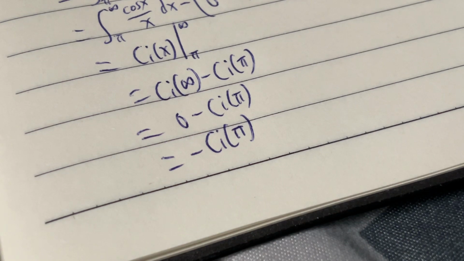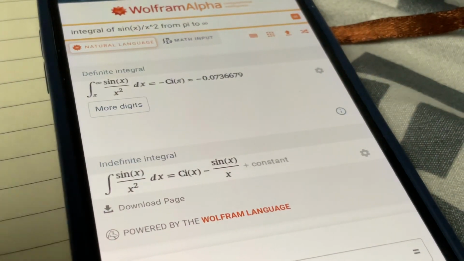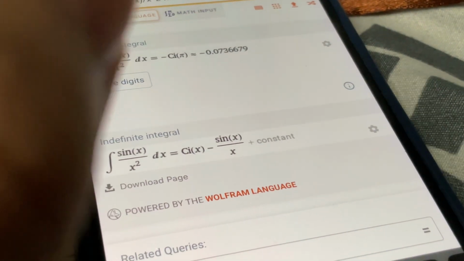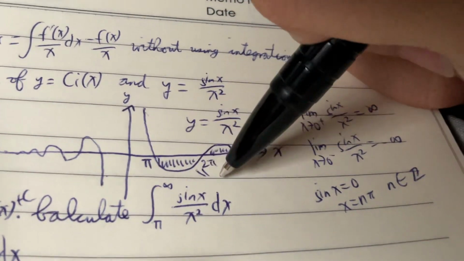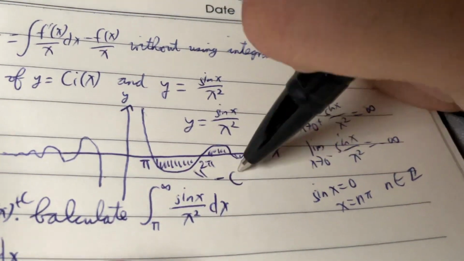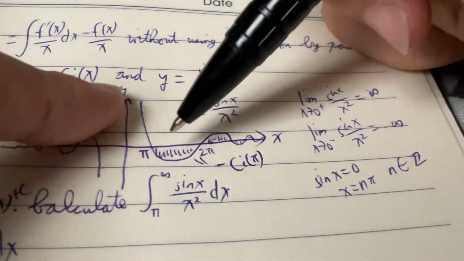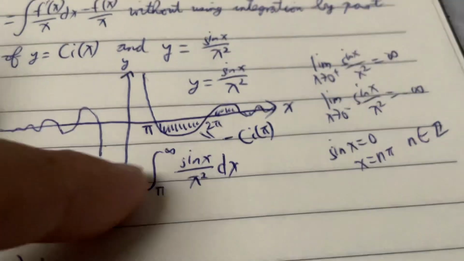Let me check the answer on Wolfram Alpha. You see, negative Ci of pi is about negative 0.0736679. Yes. Here's the area of this. It's equal to negative Ci of pi. You see, the area is under the x-axis, so it's negative, that is true, right? Negative Ci of pi.